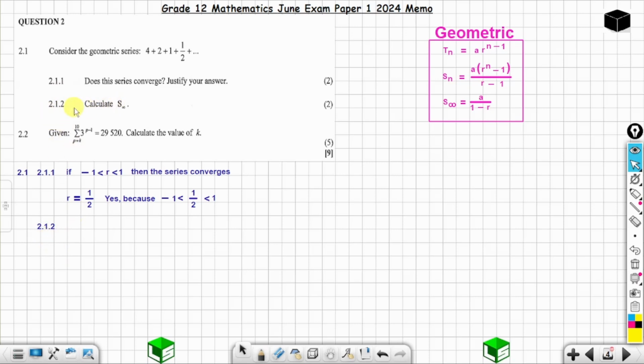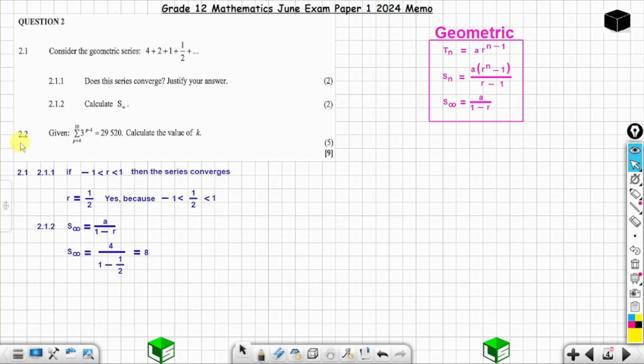Now question 2.1.2, calculate the sum to infinity. You are going to use this formula. You need A and R. A is the first term, R is the common ratio. So the sum to infinity is equal to A, the first term, 4, over 1 minus the common ratio, which is 1 over 2. This is equal to 8.